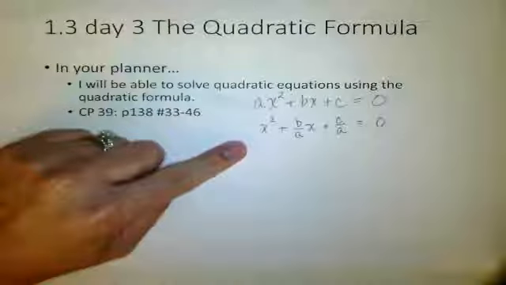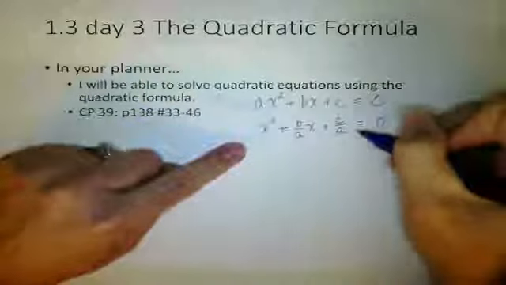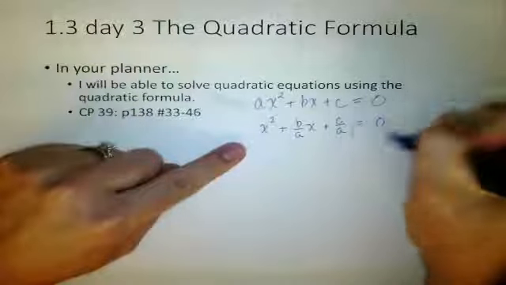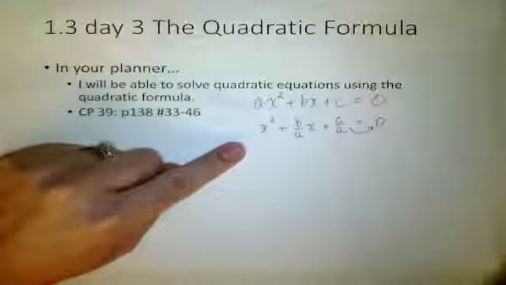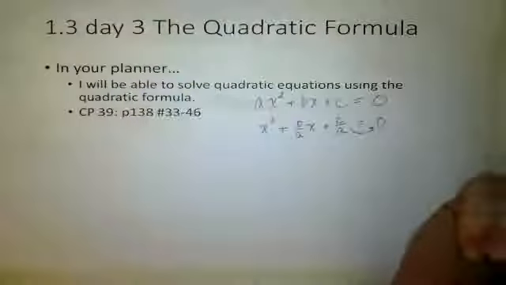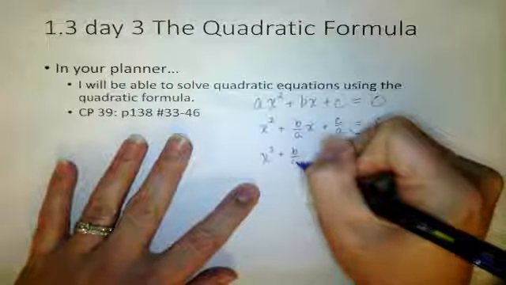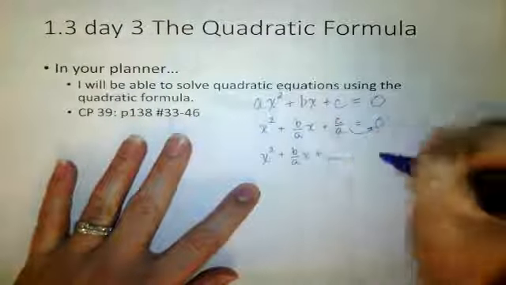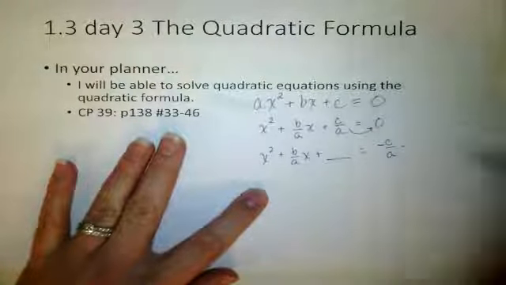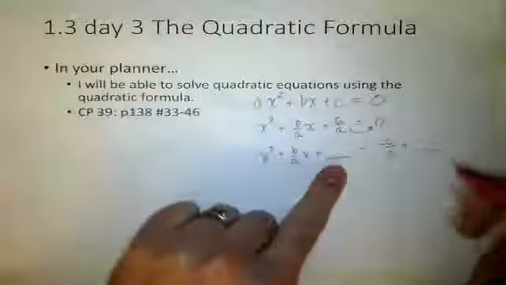Okay. And then what was the second thing you had to do for completing the square? Yeah, move that constant term to the other side. So we're going to take that term and move it over. And I'm going to add in some blank spaces, just like we did yesterday. So x squared plus b over a times x plus a blank space equals negative c over a plus another blank space.